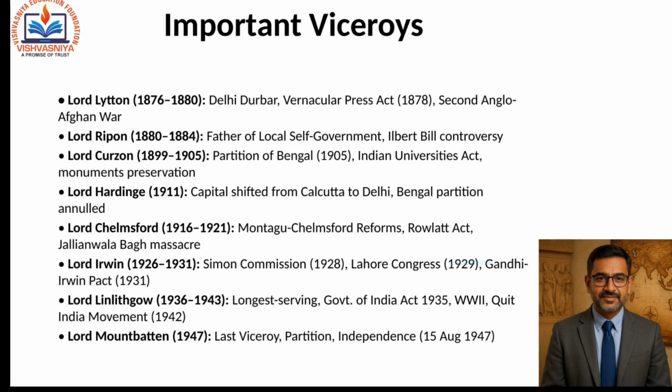The Montagu-Chelmsford reforms led to the Government of India Act of 1919, but at the same time, the Rowlatt Act was passed. Sadly, his tenure also saw the Jallianwala Bagh massacre in 1919. During Lord Irwin's period, from 1926 to 1931, the Simon Commission visited India in 1928. The Congress at Lahore in 1929 declared the goal of complete independence, and Gandhi signed the Gandhi-Irwin Pact in 1931.